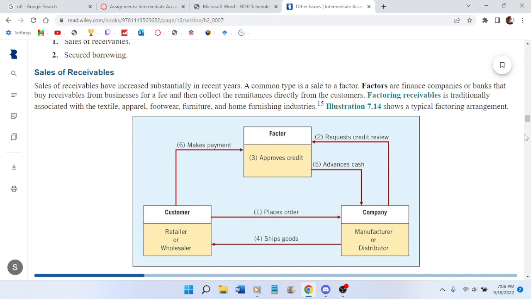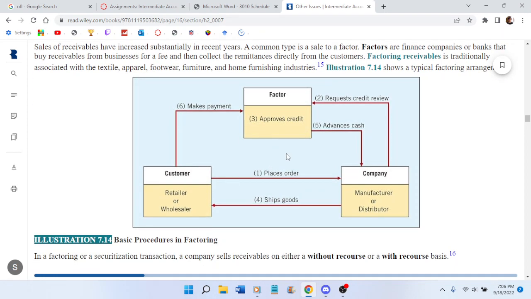One, the customer places an order to a company. Okay, a retailer or wholesaler places an order to a manufacturer or distributor. Then they request a credit review. Approves credit. What is a credit review? What on earth?